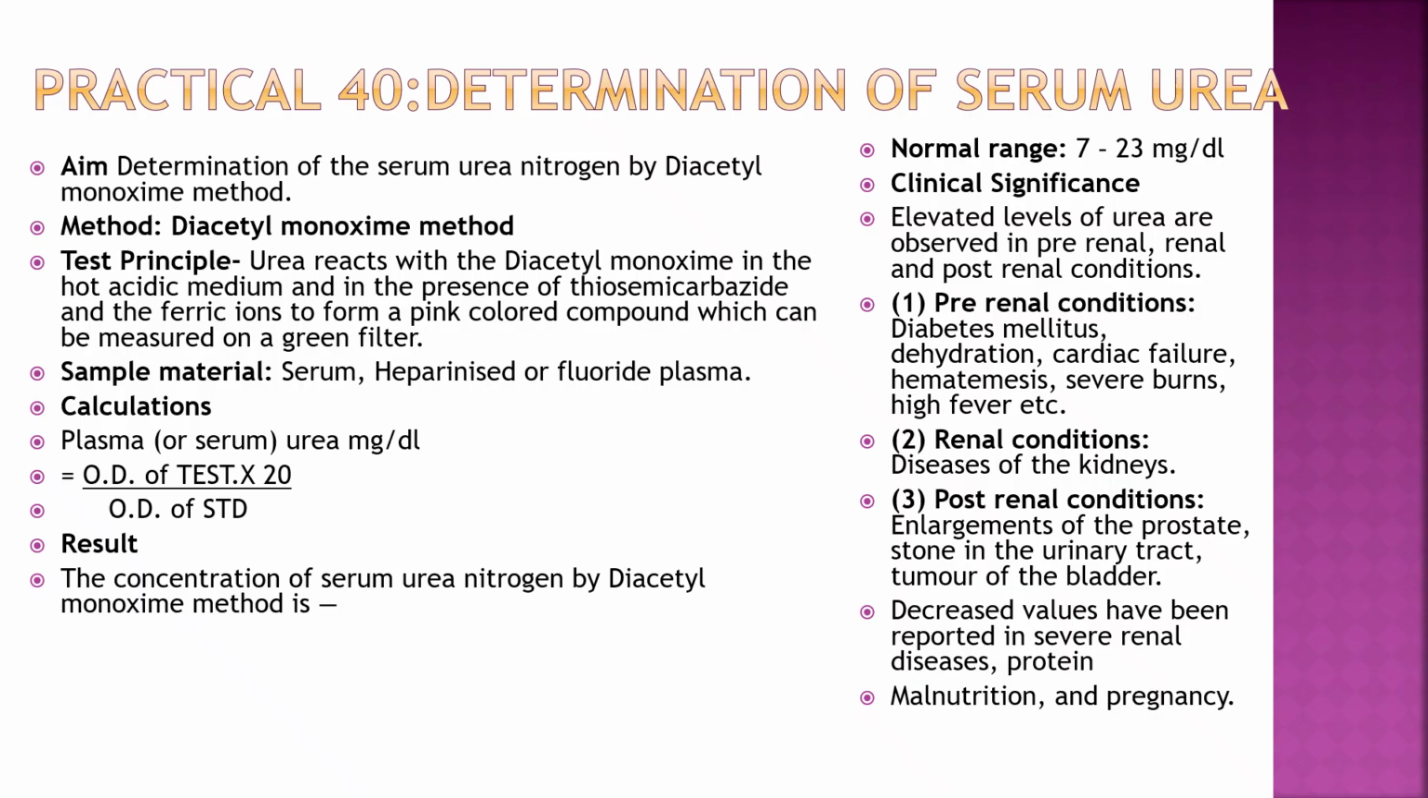Normally it is 7 to 23 milligram, and if it is increased, it is increase in the renal condition, that is disease of the kidneys like glomerulonephritis, pyelonephritis, or renal failure.